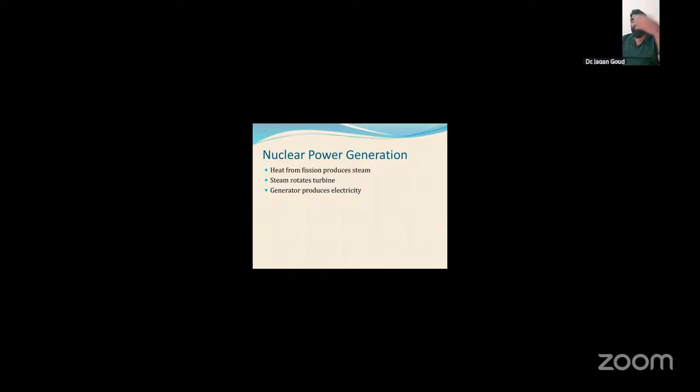Generator produces electricity. The turbine is connected to the electric generator. When the turbine rotates, the generator spins inside a magnetic field. This induces an electric current. Mechanical energy is converted into electrical energy.